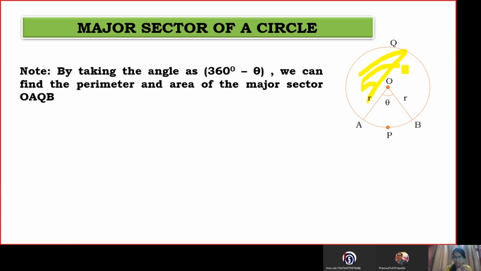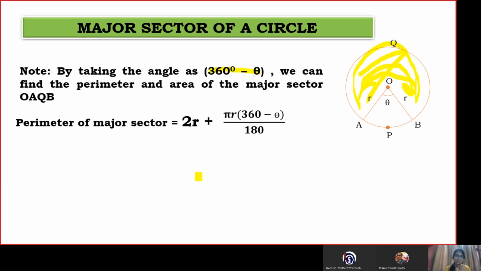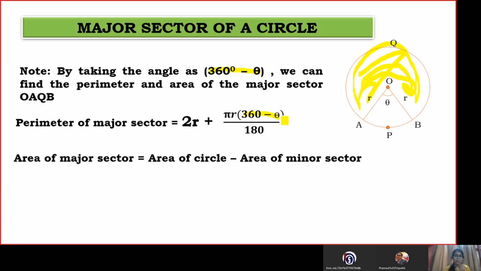So how will I calculate the area and the perimeter of the major sector? Just take the angle as 360 minus theta. In the same formulas, what angle do you have to replace? 360 minus theta. And you will be able to calculate the perimeter and area of the major sector. Fine. Okay, children. Moving on.